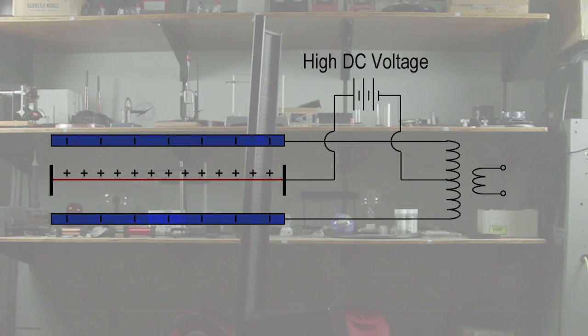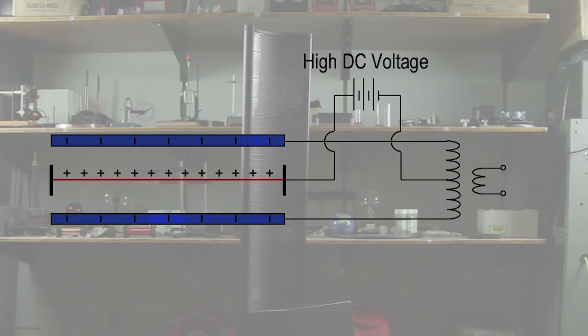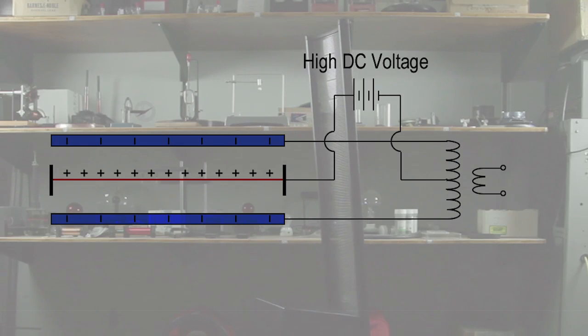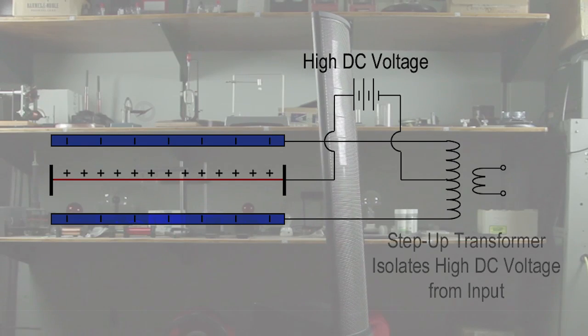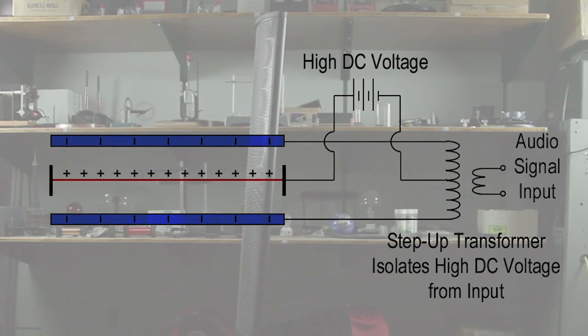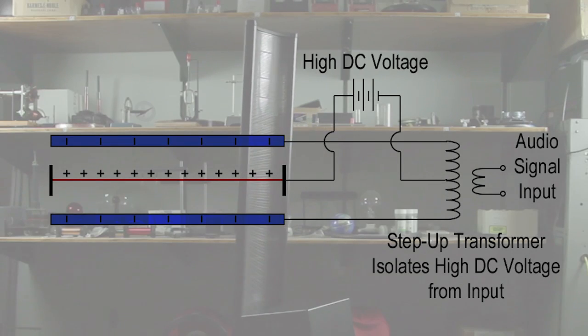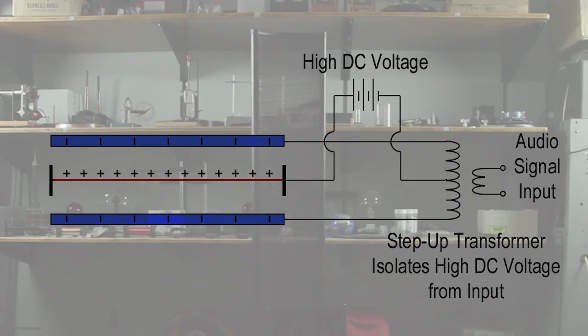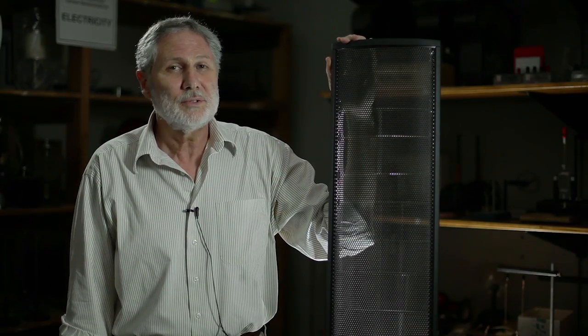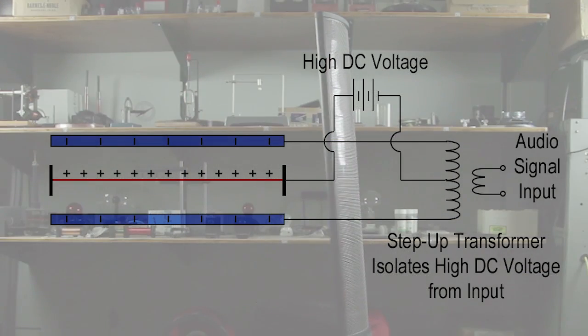To generate sound of sufficient amplitude, kilovolts, or thousands of volts, are required. The audio signal is amplified with a transformer and connected across the metal plates. Even though thousands of volts are used, there is no danger of a shock because the current is small. The circuit is not obvious. If you're interested, you may want to hit pause and study it.